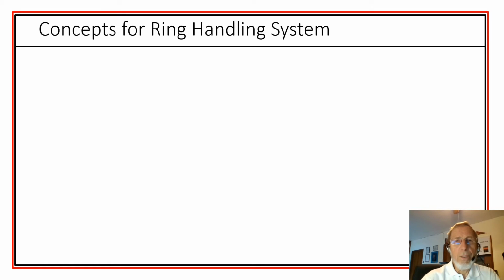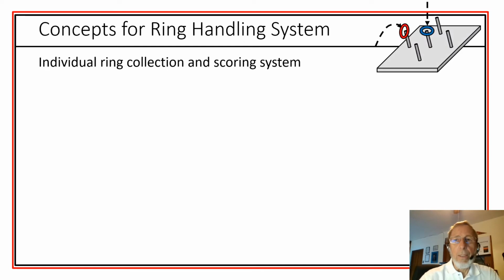Let's look at some concepts that we might develop for a ring handling system. You'll recall from previous lessons that we had a game where we're scoring rings by placing them over pegs. So let's look at how some concepts might be put together for a ring handling system. Let's talk about an individual ring collection and scoring system. So we're collecting only one ring at a time and then attempting to score it on the peg.